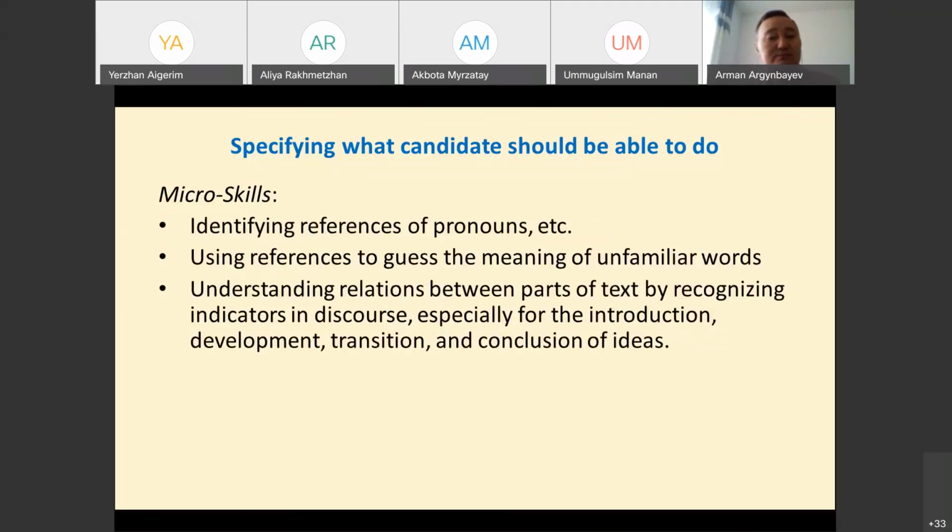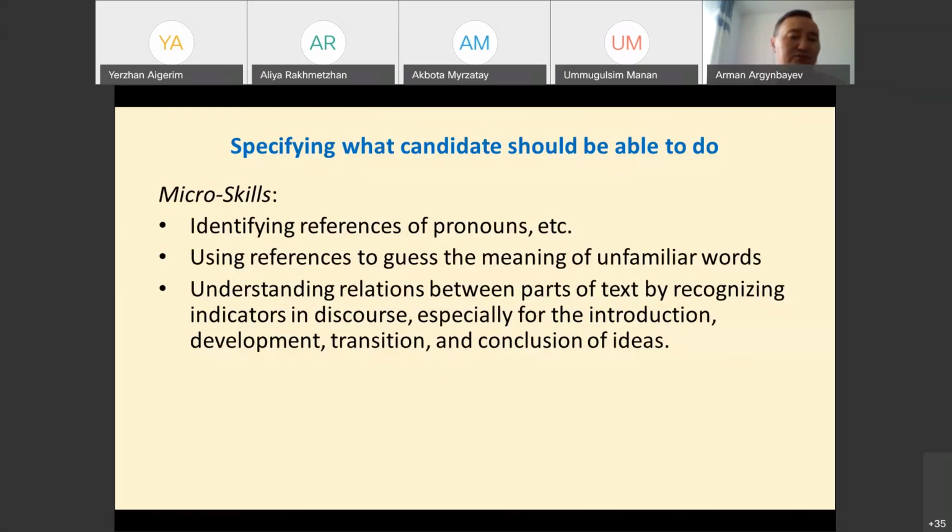Micro skills, identifying references of pronouns. For example, what does it in line 25 mean? Is it an animal? Is it a tree? Is it an opinion or what? Or what does they in line 5 mean? People, objects, opinions. What does it mean?